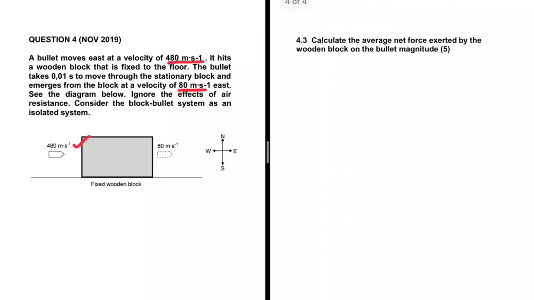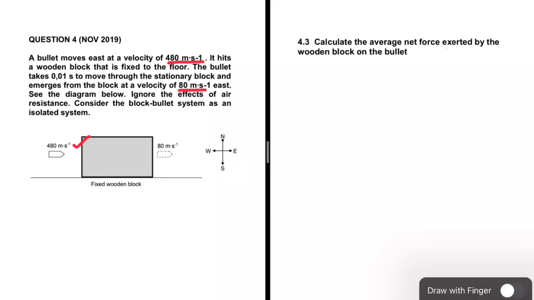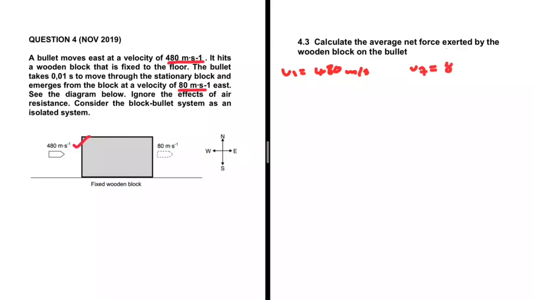Let's go ahead and do 4.3. So 4.3, calculate the average net force exerted by the wooden block on the bullet. Okay, so this is paying attention to the bullet. As the bullet strikes the wooden block, it has an initial velocity of 480 meters per second to the east, right? And then when it leaves the block, as it emerges, we have a final velocity of 80 meters per second. This is to the east. So let's take a look.